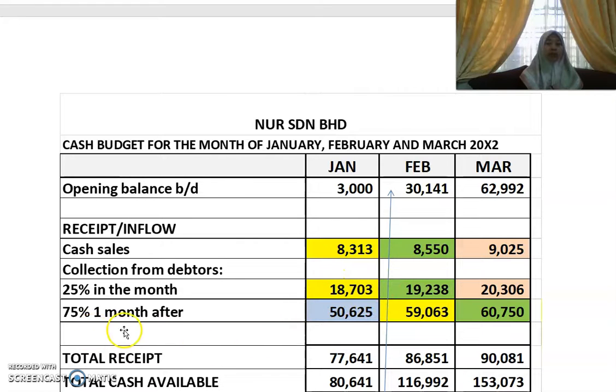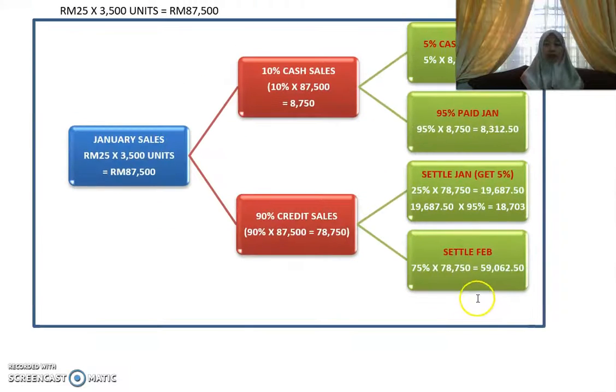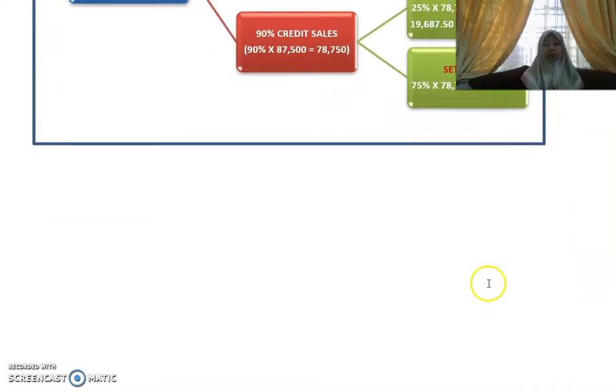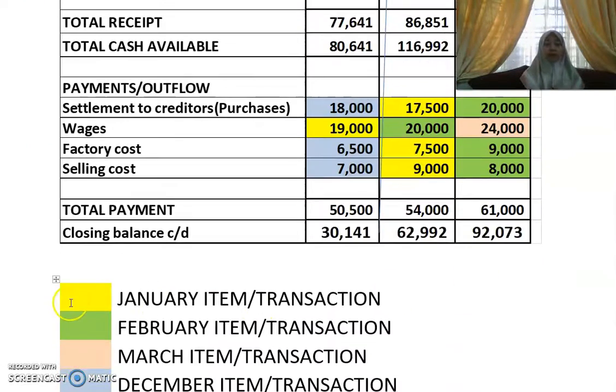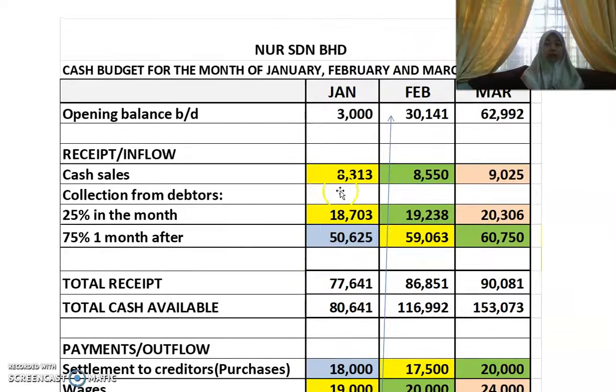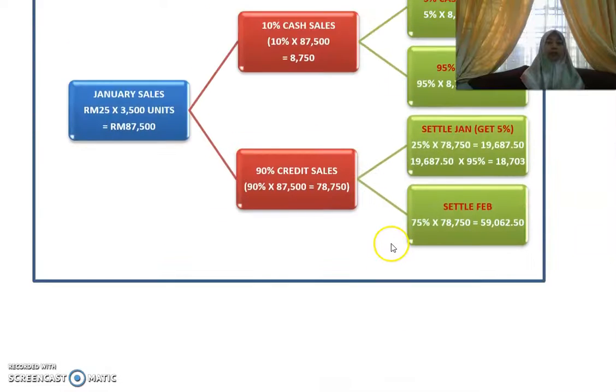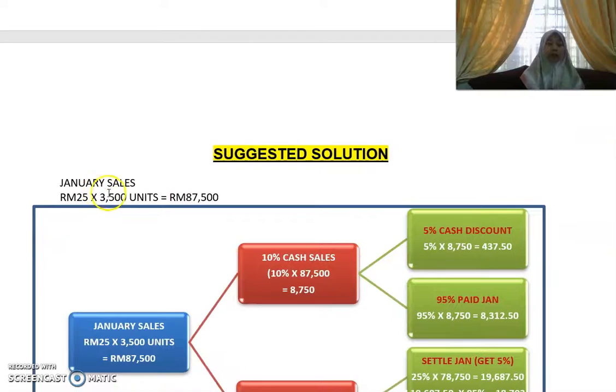And then you have the remaining just now, 1 month after. That means that January sales will be settled in February. So 59063. Okay, this one, the 59063. The yellow item is the January items or January transactions just now. So this one is your cash sales. This one is the credit sales that is settled in the month. And this one is the credit sales that is settled in the following month. Okay, then you do the same thing for February and for March.